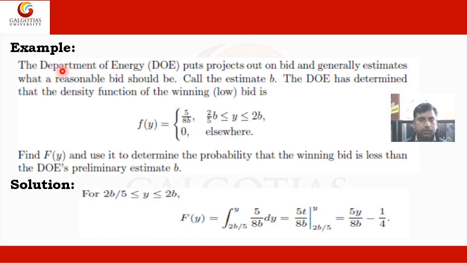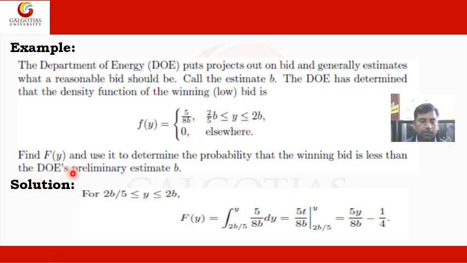So here is another example. The Department of Energy (DOE) puts a project out on bid and generally estimates what a reasonable bid should be. Call the estimate b. The DOE has determined that the density function of the winning bid is this. This function is non-zero when y takes a value greater than 2 by 5b and less than or equal to 2b.